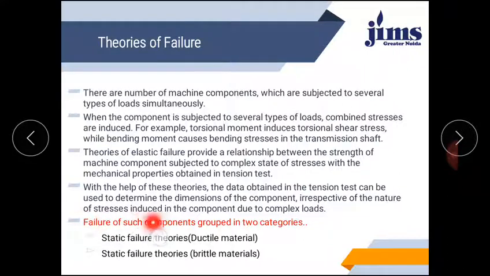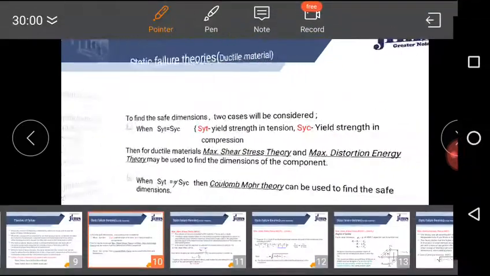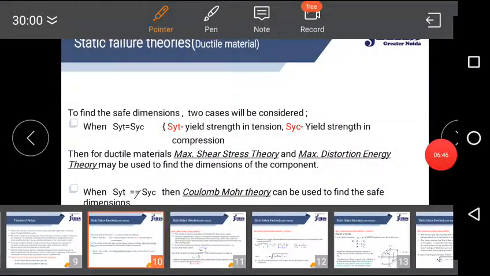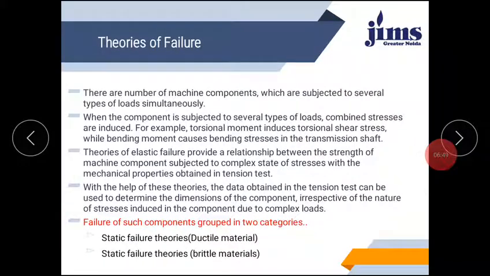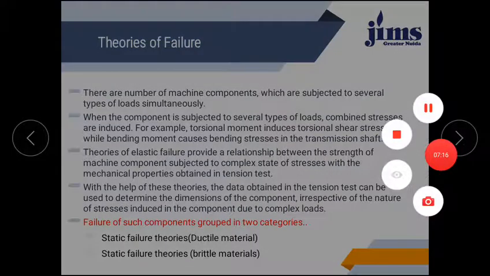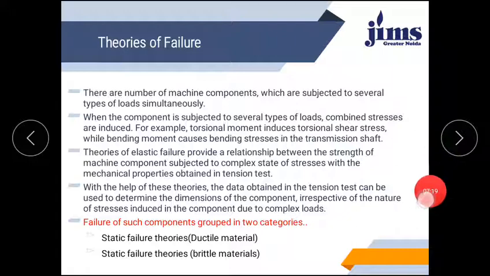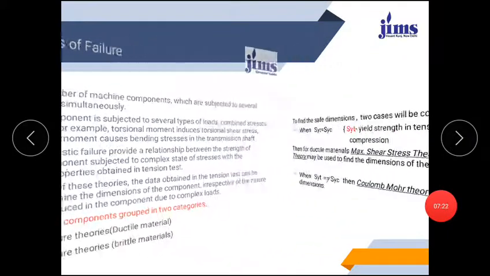Failure of such components is grouped into two categories: static failure theories for ductile material and static failure theories for brittle material. This is a grouping for your ease, and there are two categories of material, one is ductile and the other is brittle. For these two types of material the theories of failure are also different. So let's first see the different types of static failure theory for ductile material.